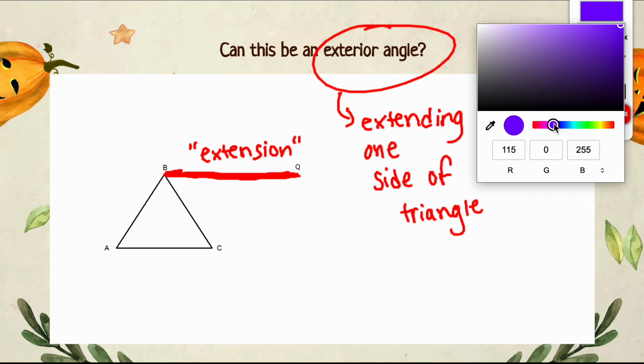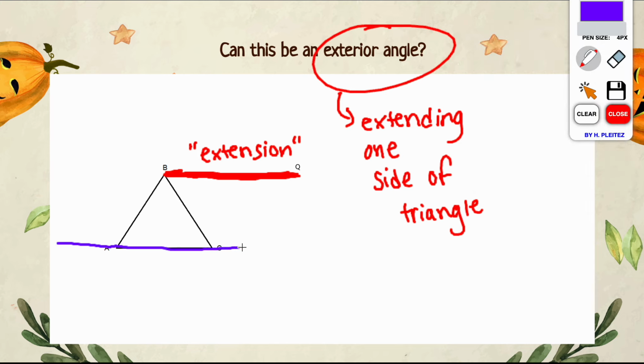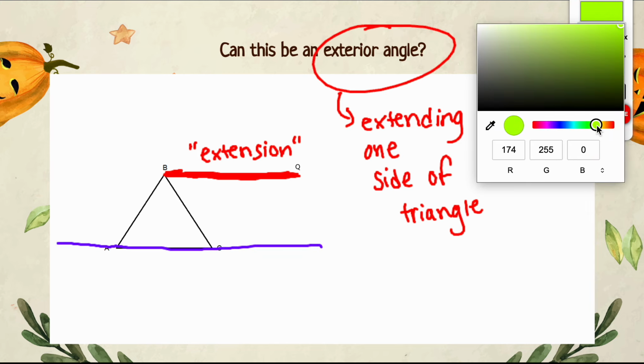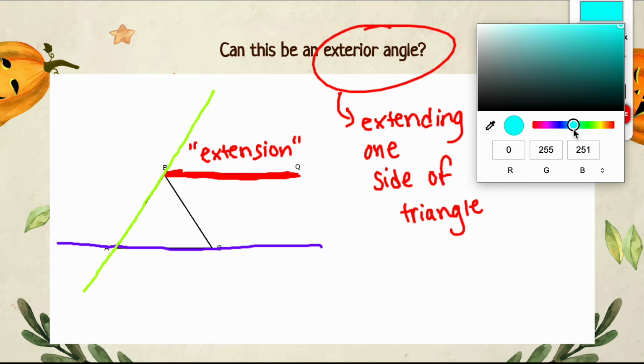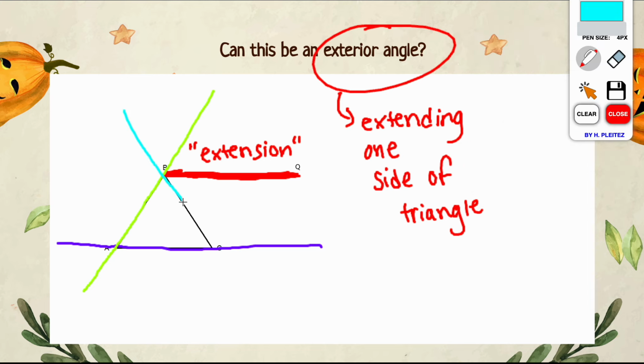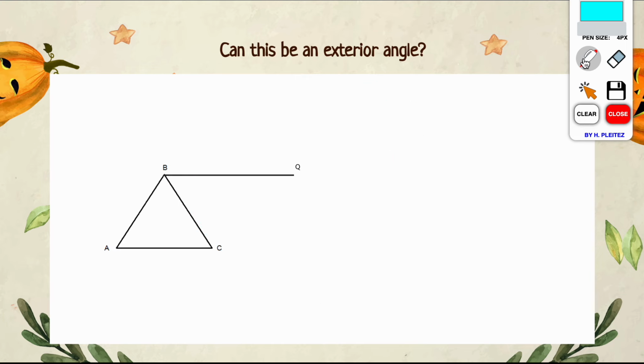The only three sides you can extend are side AC, which we can do in blue. You can extend side AB, which we can do in this greenish color. And then you can also extend side BC, which we can do in this lightish blue color, right? So if you see, when we extend all of our three sides, we never get that red extension side that we're trying to figure out. So no, this cannot be an exterior angle right here. This is not an exterior angle.